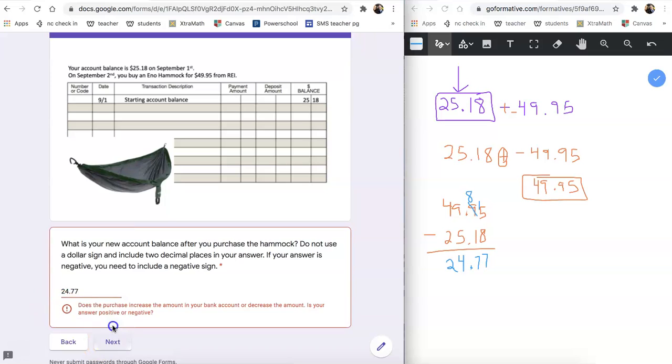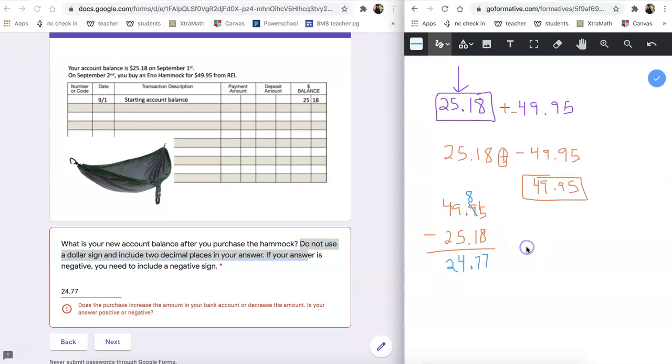Well, when I click next, it will not let me go on, so I have to get this correct. So I can read this little help section here, or I can say, I didn't really read the directions, and go back to the directions. The directions say, do not use a $ sign and include 2 decimal places in your answer. If your answer is negative, you need to include a negative sign.